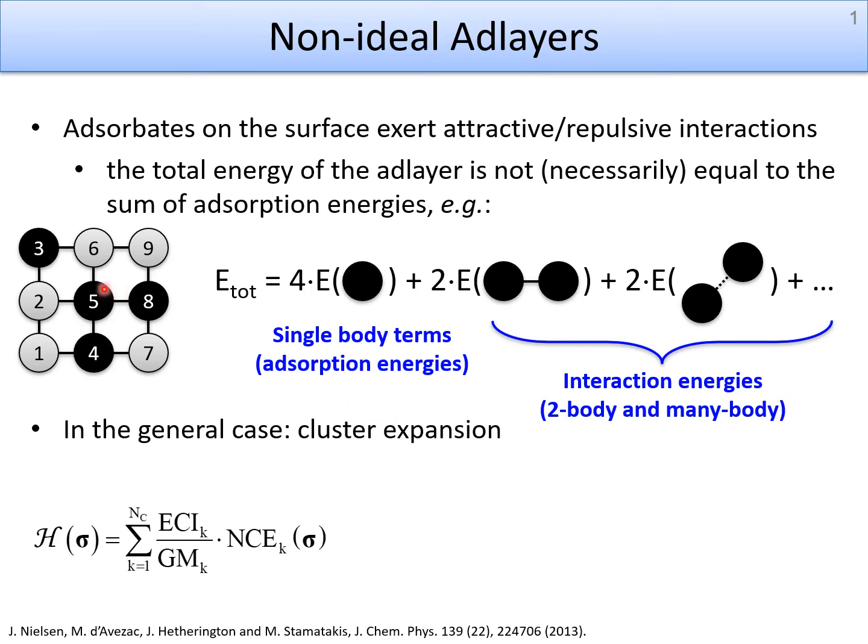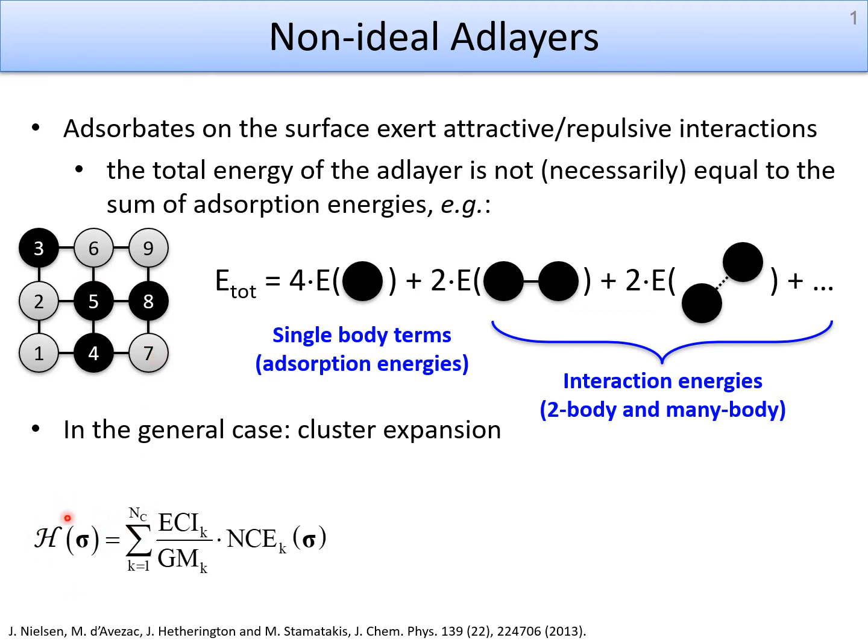So the single body term over here may also include vibrational contributions, making it a free energy rather than just a potential energy. So when I say Hamiltonian, this is in the context of kinetic Monte Carlo, but just keep in mind that this thing may be a cluster expansion that gives me some sort of free energy for my lattice as a function of the configuration, the occupancy of the sites.